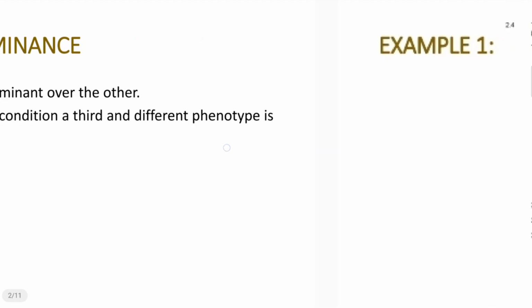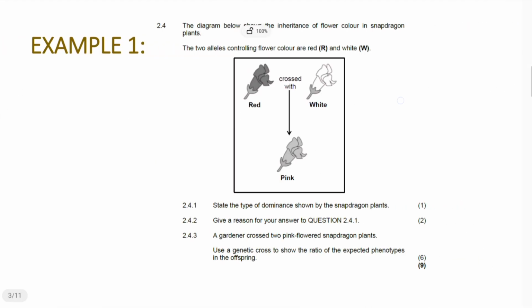Let's make an example now. This is example 1. It says that the diagram below shows the inheritance of flower color in snapdragon plants. The 2 alleles controlling flower color are red. We'll note that the allele for red here is represented as a capital letter. And we know that once we see that the allele is represented by a capital letter, that is a dominant allele. The same also applies for white. White here is represented as capital letter W. And since it is written as a capital letter, it tells us that white is also dominant, right? So here we've got 2 alleles that are both dominant.